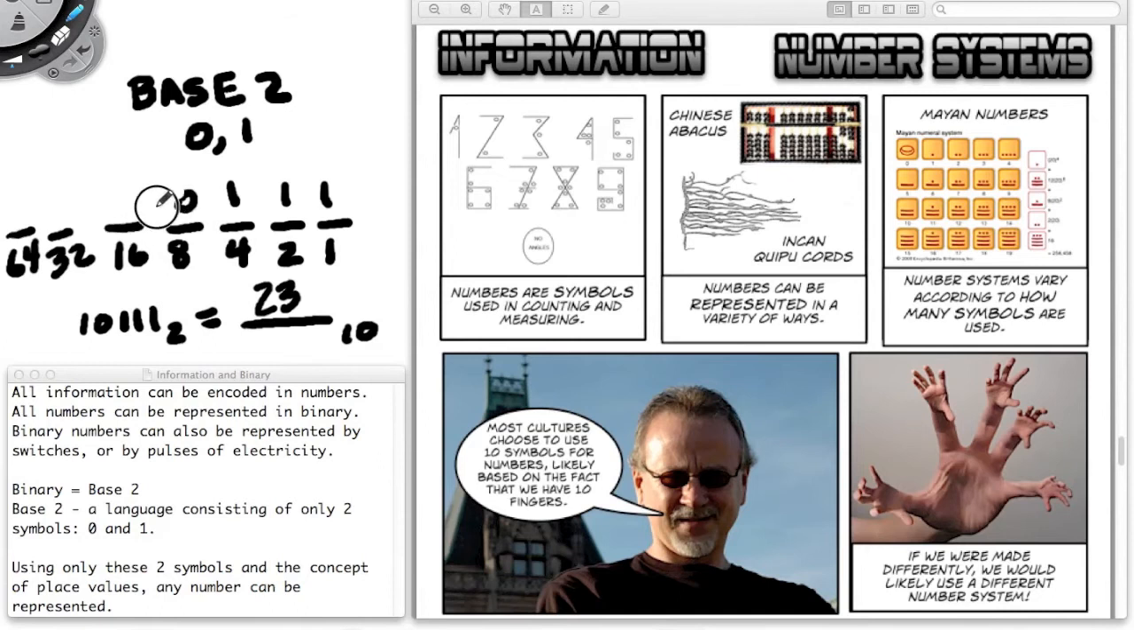Let's do another number to make sure we understand how this works. It's pretty easy to convert from binary to decimal. You just sum up the symbols times the place value. So let's do another number. Let's take a longer number, maybe. How about this number?